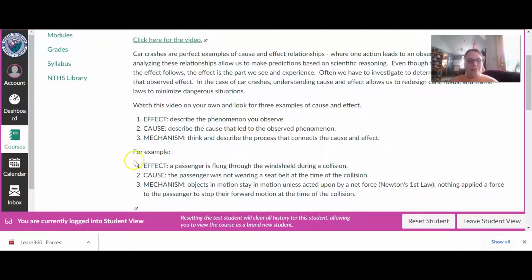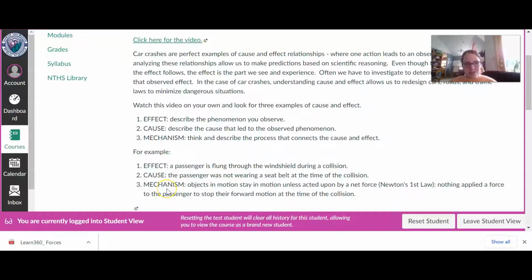So here's an example. Effect number 1, a passenger is flung through the windshield during a collision. Why did that happen? Let's look backwards to determine the cause of that observed phenomenon. The cause of that was that the passenger was not wearing a seatbelt at the time of the collision. So now if I think about this forward, if I don't wear my seatbelt, I could get flung through the windshield during a collision. That's a reasonable prediction I could make based on this cause and effect relationship we've identified.